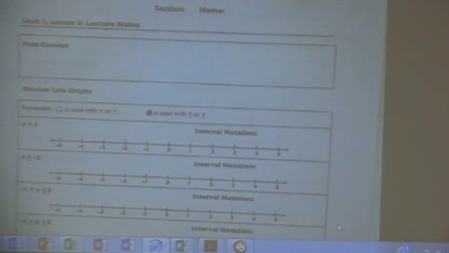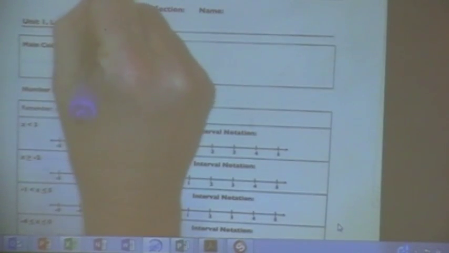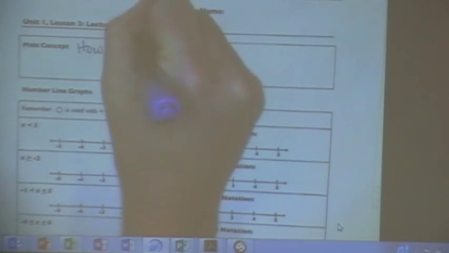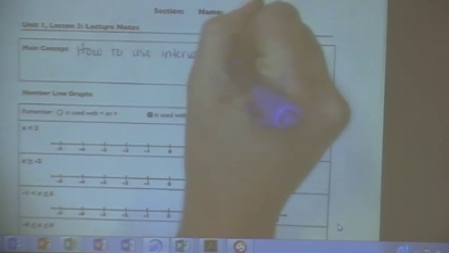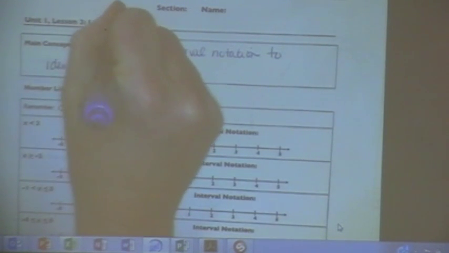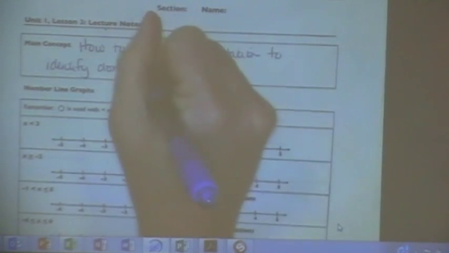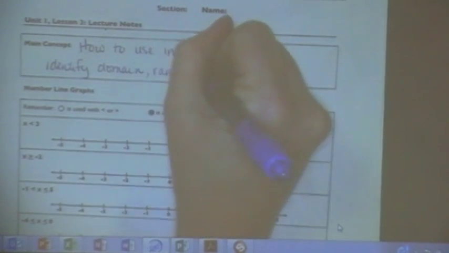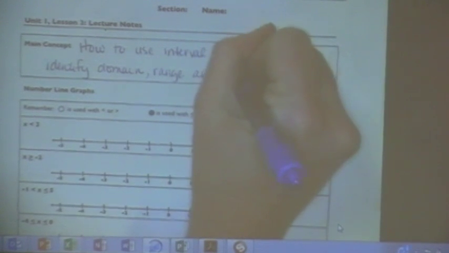So this is what we call interval notation. And so the main concept that we're going to learn is how to use interval notation. We're going to use it to identify domain, range, and other intervals.